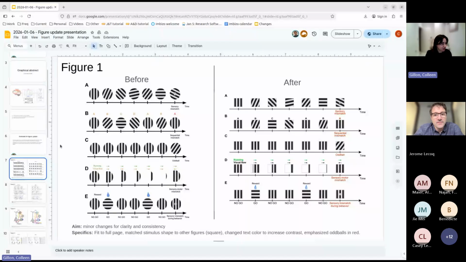Okay. Figure 1, you can see we changed the shapes so that they were squares, which is what we used later in other figures. Every time we try to represent oddball in the paper, we tried to use a reddish color. Any other edits that were made were matched to a later figure, I think figure 13 or something, that has a similar color scheme. So these were fairly minor changes to this figure. Do let me know if you have any questions or concerns.